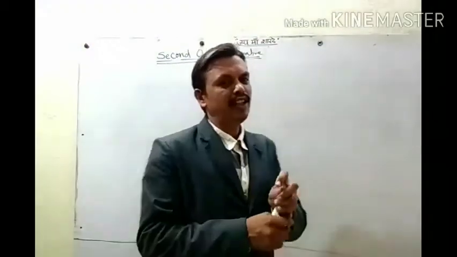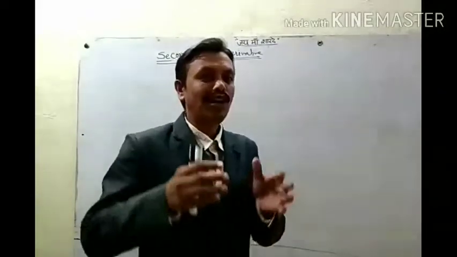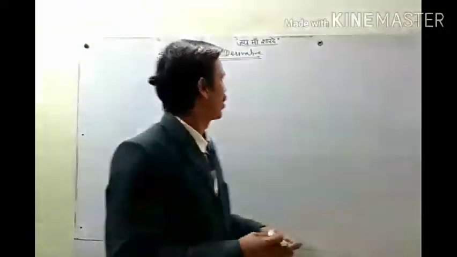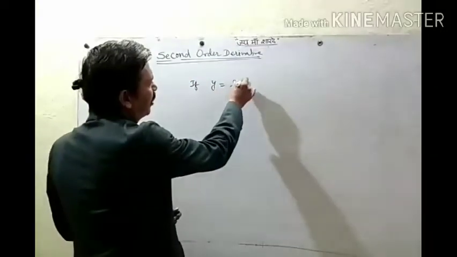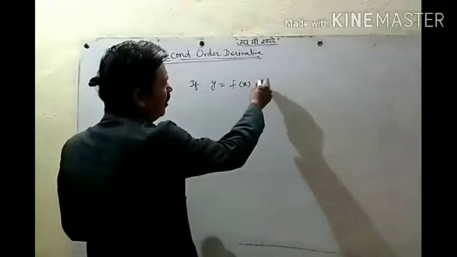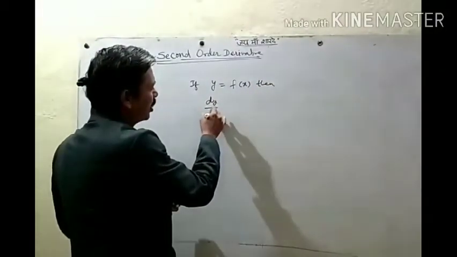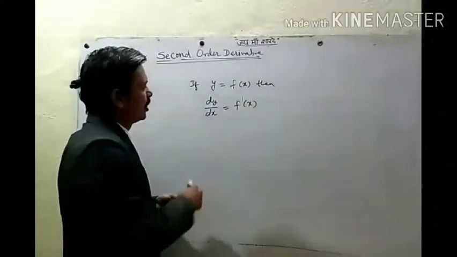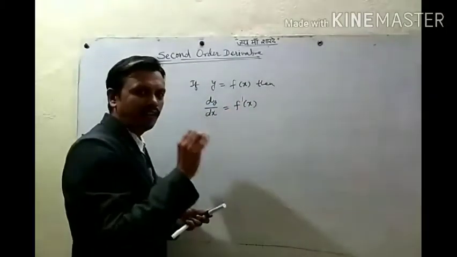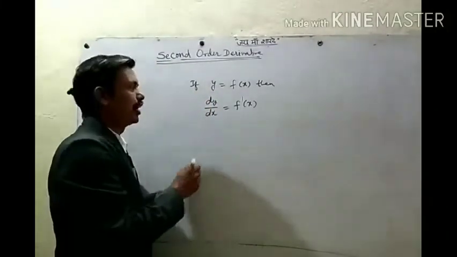Today we'll see second order derivatives of any function, or higher order derivatives. If we have y is equal to f of x, then if we differentiate, we get dy by dx is equal to f dash of x. So this dy by dx is called the first derivative of y with respect to x.